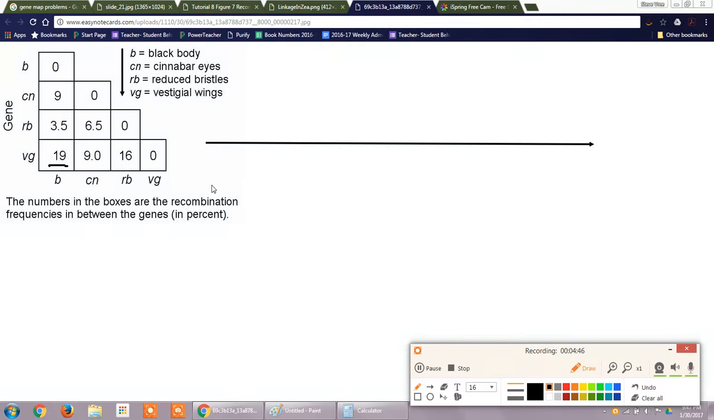VG and B are 19 map units apart. And so I'm just going to make a little notation. Put VG there and put B on the other end, and I'm going to write the number 19 at the top. So I know those are a distance of 19 apart. Now I'm seeing that VG and CN are 9 apart, and RB and VG are 16 apart. So most likely RB is going to be somewhere over here. Now we can double check that because we have a lot of information here. And you can see here RB and B are 3.5.